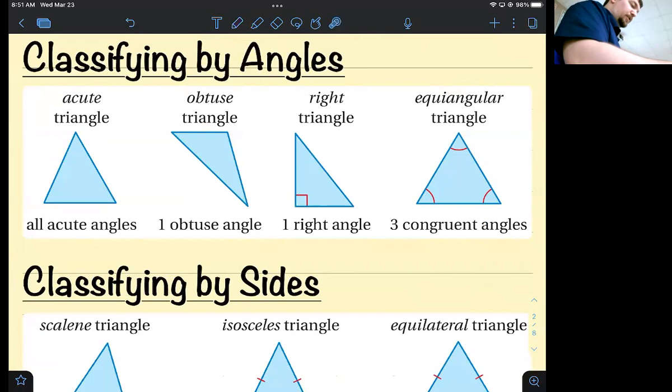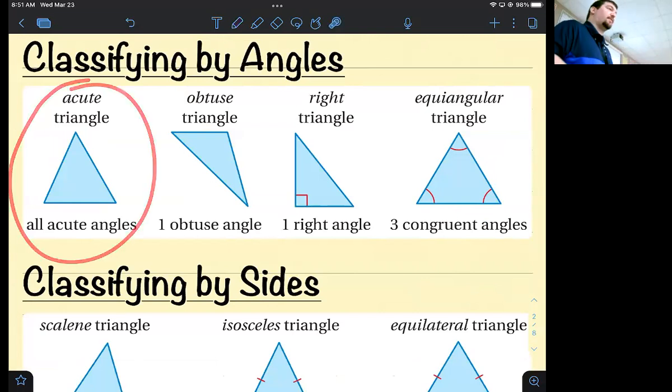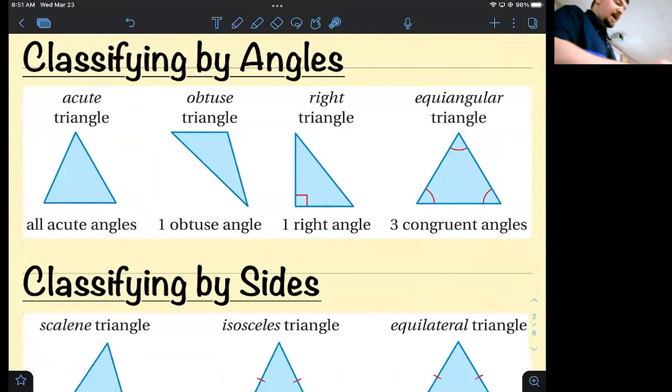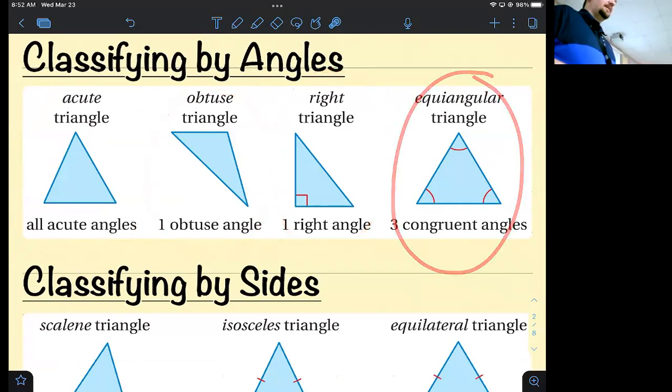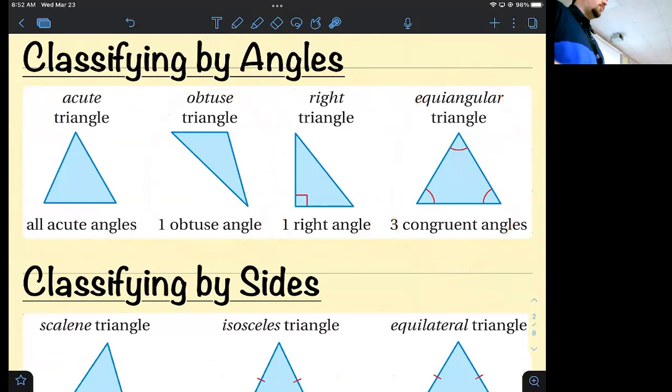You can have acute triangles that have 3 acute angles. You can have an obtuse triangle that has one obtuse angle. You can have a right triangle that has one right angle. And if you have a really special triangle and all three angles are equal, you can say it's equiangular. All right. We'll talk more about that in a second.